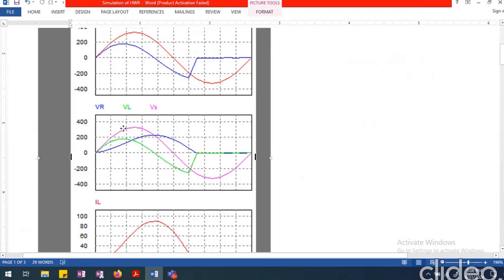But here the source voltage is increasing, and the resistance drop is increasing very slowly, so the inductance voltage is also increasing here. At this point, both of them are equal to each other. That is the reason why the inductance voltage is zero. After that, you can see that the resistance voltage is higher than the source voltage. That is the reason why Vm sin omega t minus the IR drop happens to be negative, and that is what is seen here.